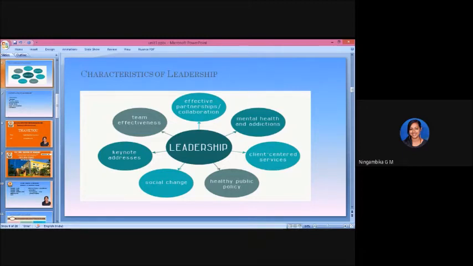Some of the important characteristics of leadership we can see here: he should work in effective partnership or collaboration, mental health and addictions, client-centered services, healthy public policy, social change, keynote addresses, team effectiveness. So what exactly does each talk about? Let us understand one after the other. He should have an effective partnership and collaboration.